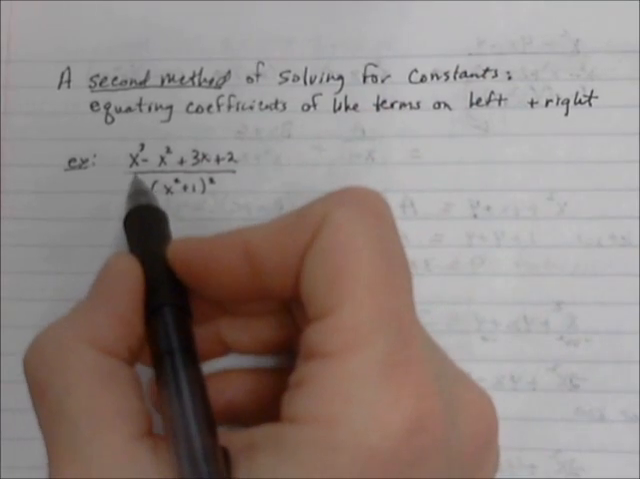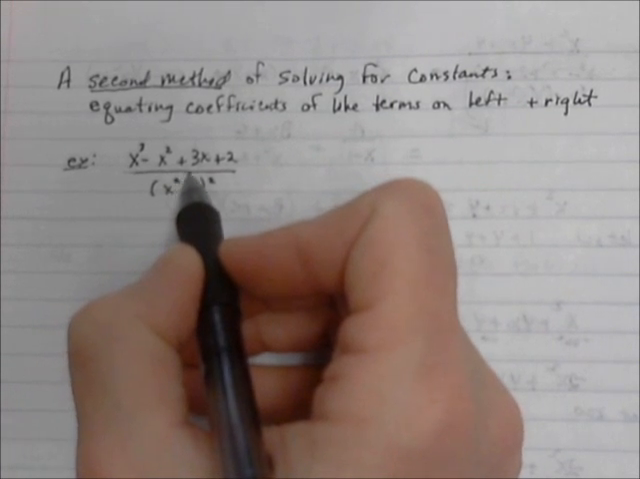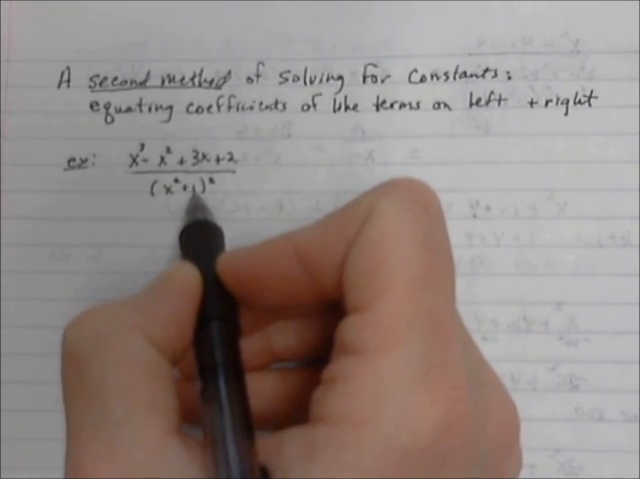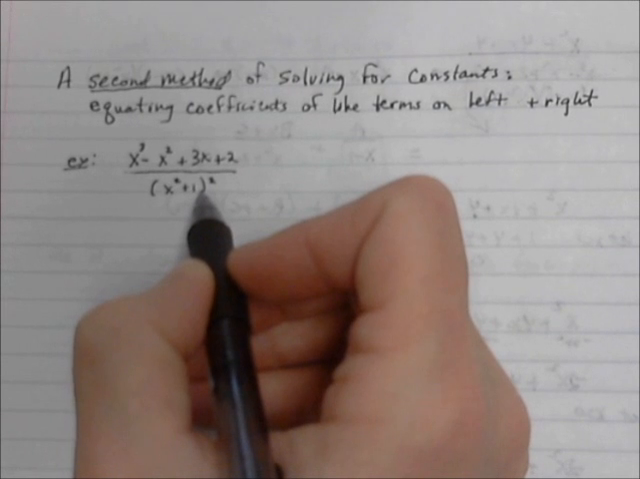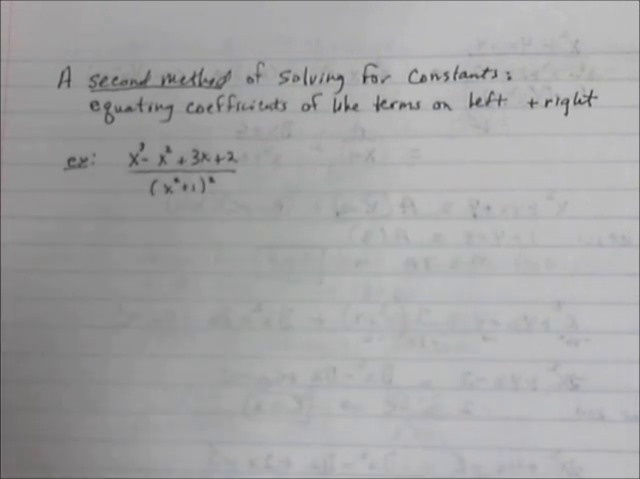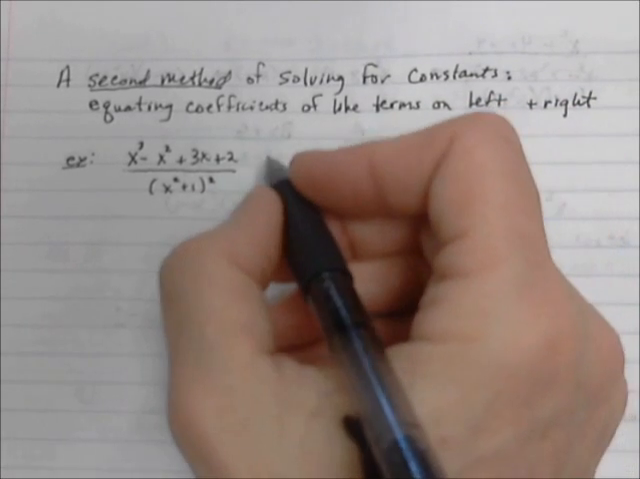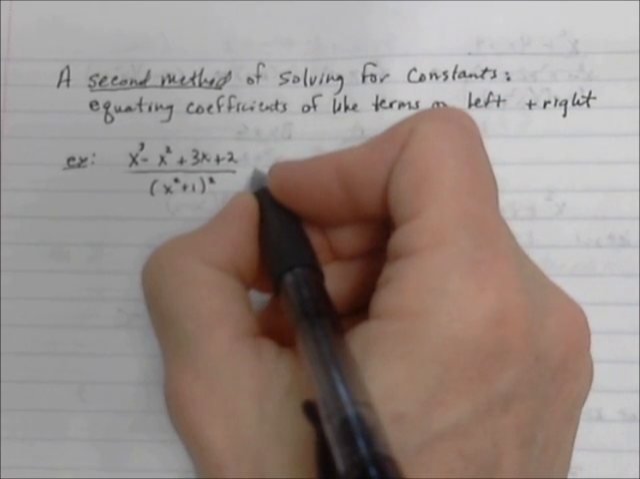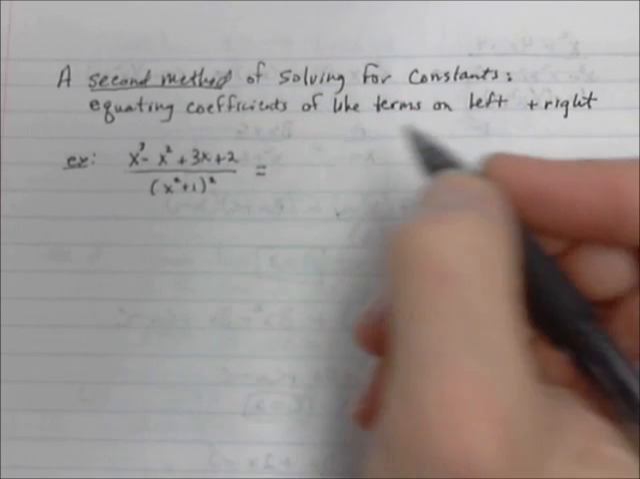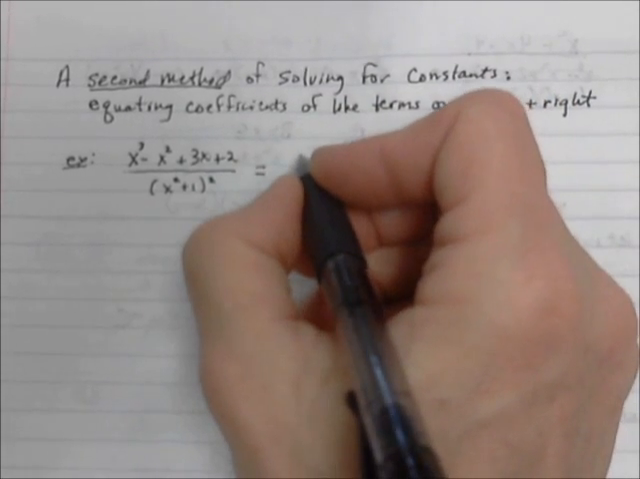So I'm going to give you this example: x cubed minus x squared plus 3x plus 2 all over x squared plus 1 squared, and ask you to find the partial fraction decomposition. If you'd like to shut off the video for a second and just make sure you can set it up yourself, that might be a good idea. Or if you want to just watch me do it, that would be fine too.